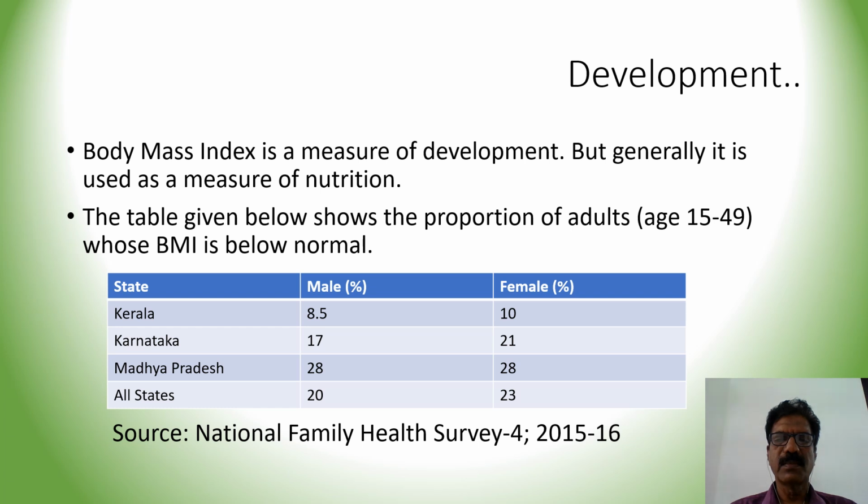In Madhya Pradesh, the percentages are 28 and 28. 28 percentage of both males and females are underweight. All India average for males is 20 percentage and for females it is 23 percentage. Okay, this is according to the National Family Health Survey 2015-16. Okay, let's move on.